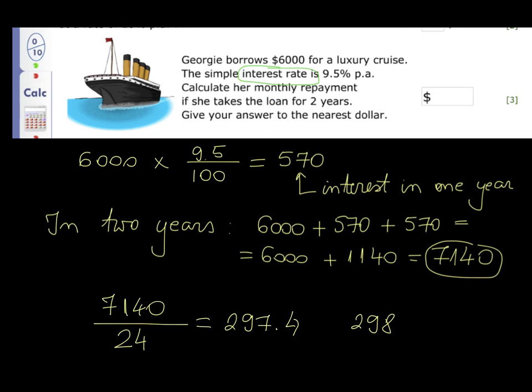So he needs to pay back $298 to the nearest dollar, meaning he doesn't want to pay back cents. It's 297.5, not 297.4. Because it's 0.5, it will round up to 298. So he needs to pay back 298 every month for a period of 24 months, so that he can pay back the 6,000 and the yearly interest.